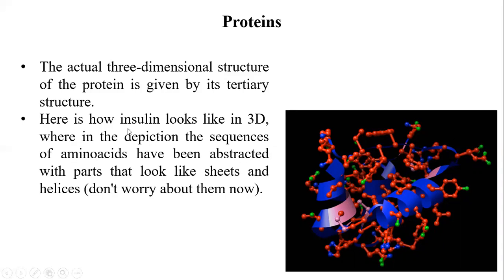Here is how insulin looks like in 3D, where in the depiction the sequence of amino acids has been abstracted. जो sequence of amino acids है which is abstracted, you can see that that is transformed into a fold, with the parts that look like sheets and helices. So don't worry about them now.